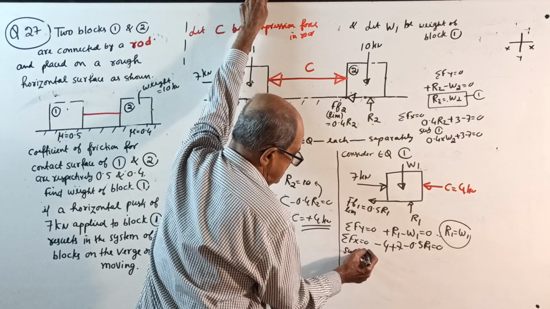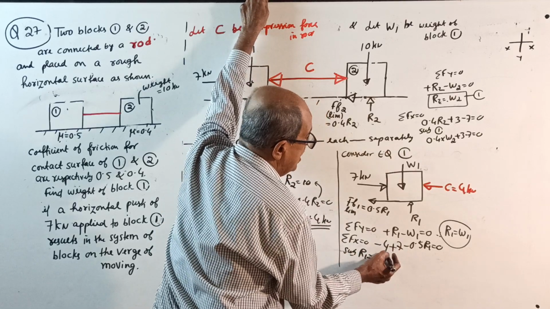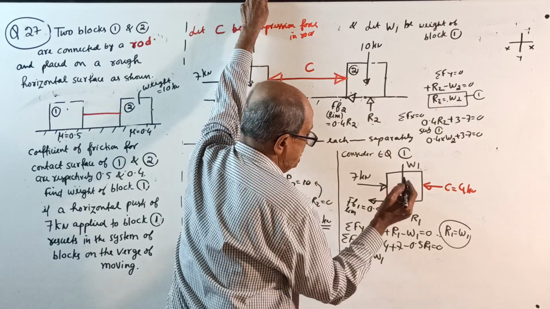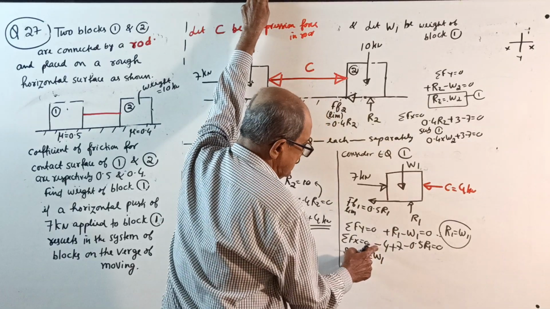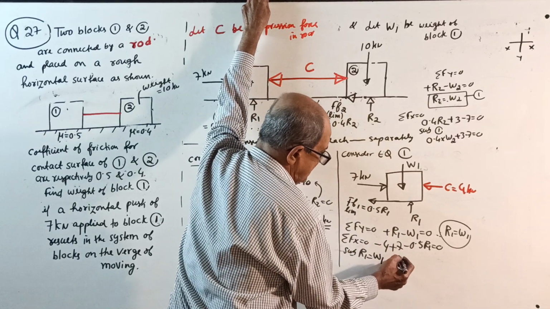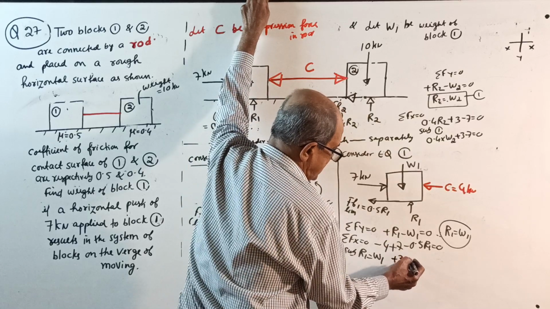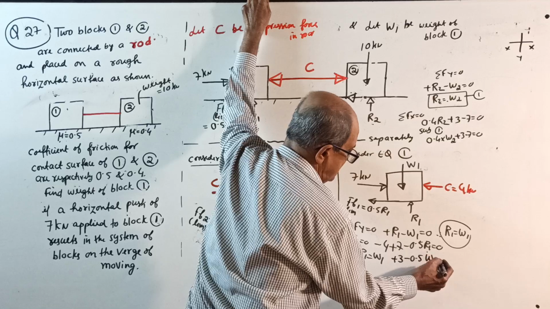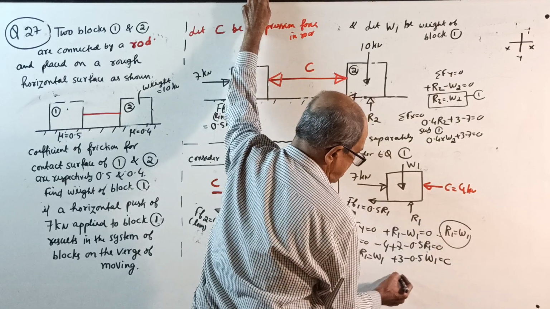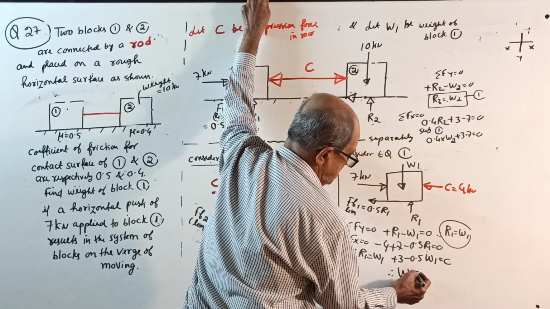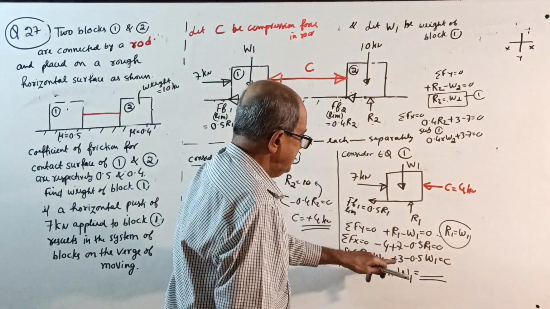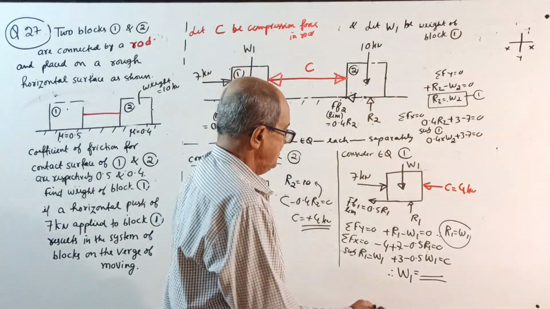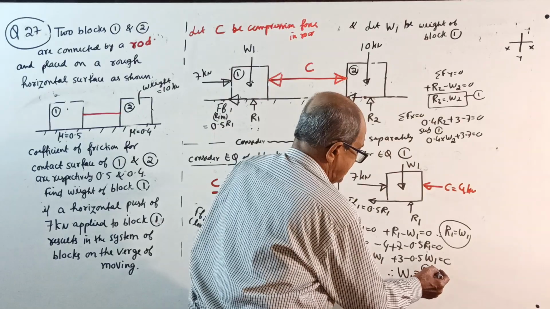Substitute. R1 equal to how much? W1. What you get? Then minus 4 plus 7 is plus 3, minus 0.5 into R1, which is W1, is 0. Therefore, you get the value of W1, weight of block A. 3 divided by 0.5 is exactly 6 kilonewton, correct?